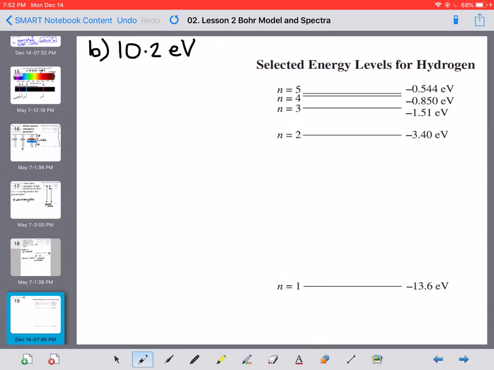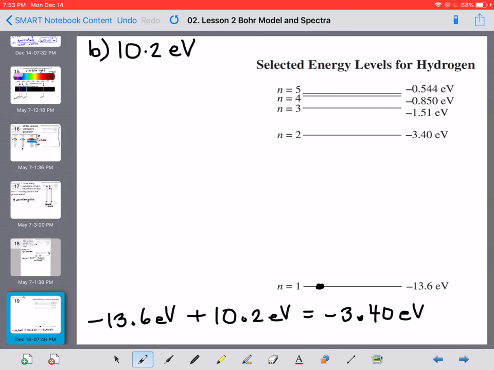Okay, next we're going to do the same question, but we're going to see what happens if the photon has 10.2 electron volts of energy instead of whatever it said on the last slide. So again, we're starting with an energy of negative 13.6, but now we're giving the photon 10.2 electron volts of energy. And we see that if this electron absorbs all of that photon, it's going to end up with negative 3.4 electron volts of energy.